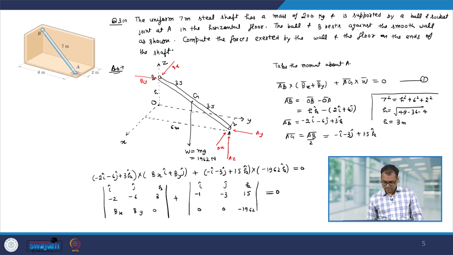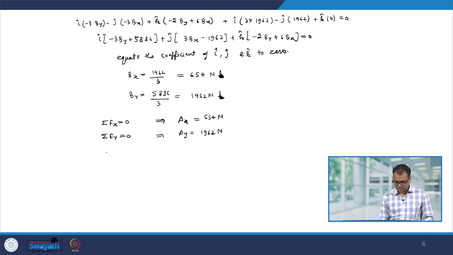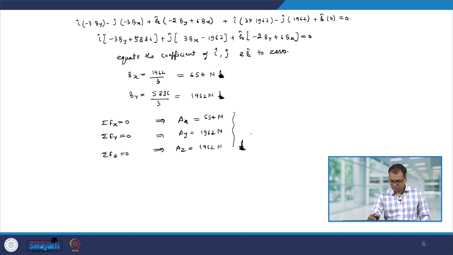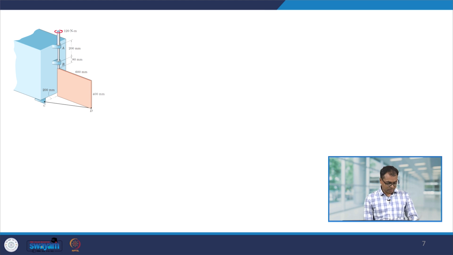Let us see. So here ax should be equal to bx. Therefore, this will be 654 Newton. Similarly, summation fy should be 0. This gives you ay equal to 1962 Newton, and summation fz equal to 0 should give you az equal to 1962 Newton. So therefore, we are able to find out the reactions which are exerted on this rod shaft by the wall and the floor. Now let us look at a more three-dimensional problem so that we get used to it.